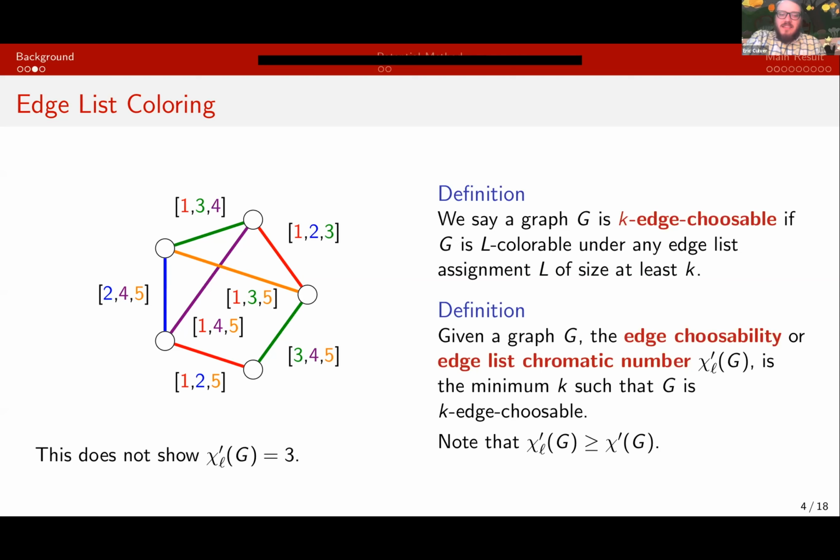What I've shown in this example does not necessarily show that the edge choosability is equal to 3, because there could be some other edge list assignment that gives us a different result that isn't colorable. And so we would need to go through all those different list assignments.